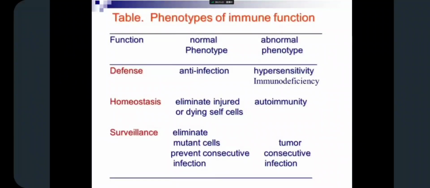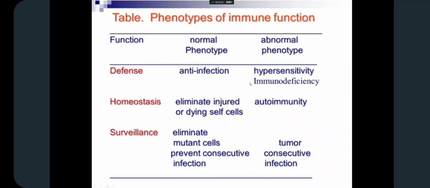But the functions of the immune system may be in two phases. One is normal and another is abnormal. Okay, let's see the table. The table shows the phenotypes of immune functions. The phenotypes of immune functions may be normal or abnormal under different conditions.